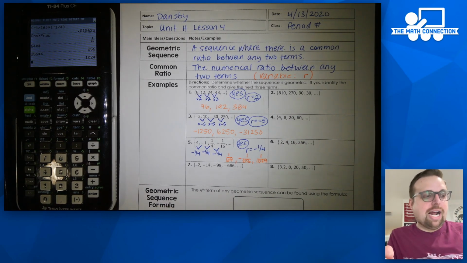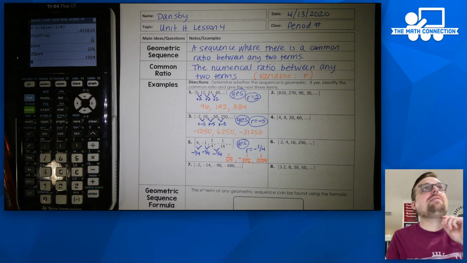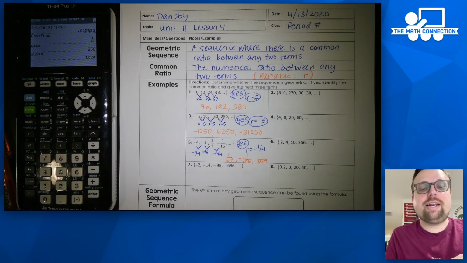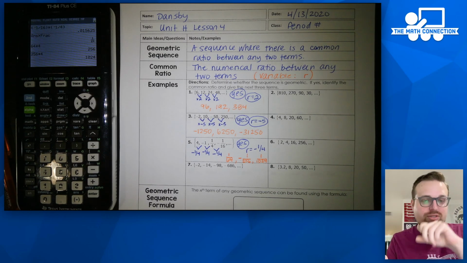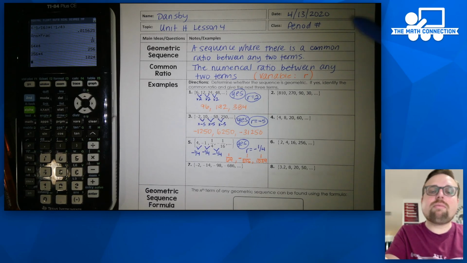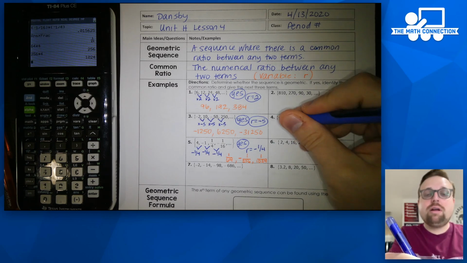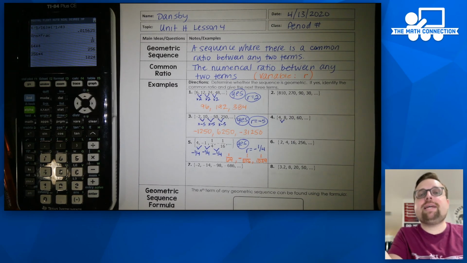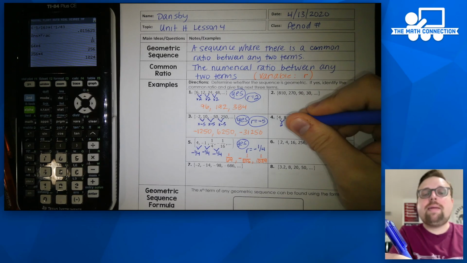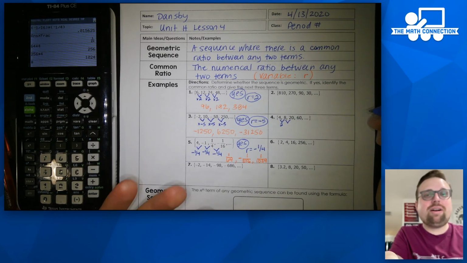Okay, I'd like to do one more example from this section here, and I want to do one that is not geometric, just so we can show one of those. And I know that number 4 is not geometric, so let's do that one. 4 times something gives me 8, and that's going to be 2. And then 8 times something gives me 20.